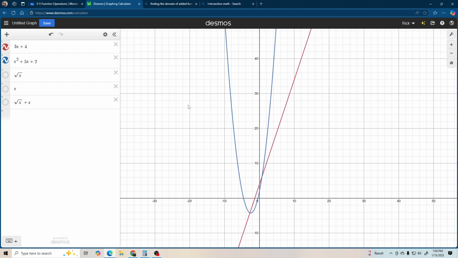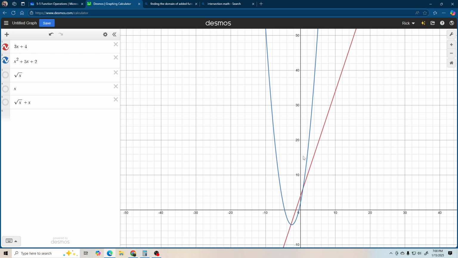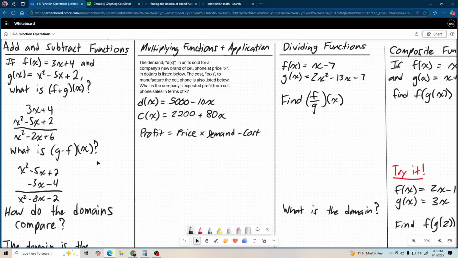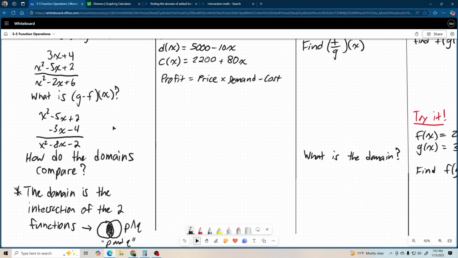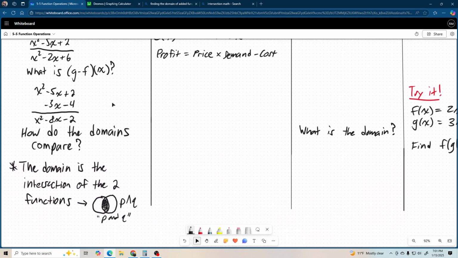Now, you'll notice that the domain of the parabola and the domain of the line are all real numbers, because every x value is going to work for both of these functions, which means that the domain of the combined function is also going to be all real numbers. Okay? But if they're both all real numbers, that doesn't really answer a lot of questions, right? So how do the domains actually compare?